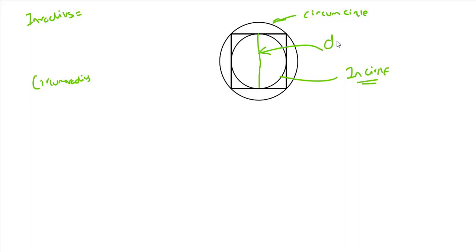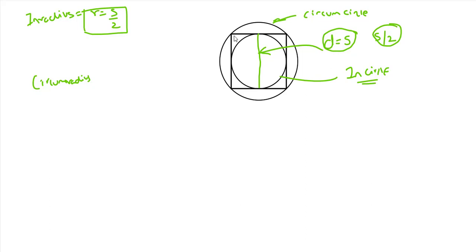This diameter of the circle is equal to the side of the square. So the radius of this circle will be half of the side of the square. So the inradius will be r, which will be equal to half of the side of the square.